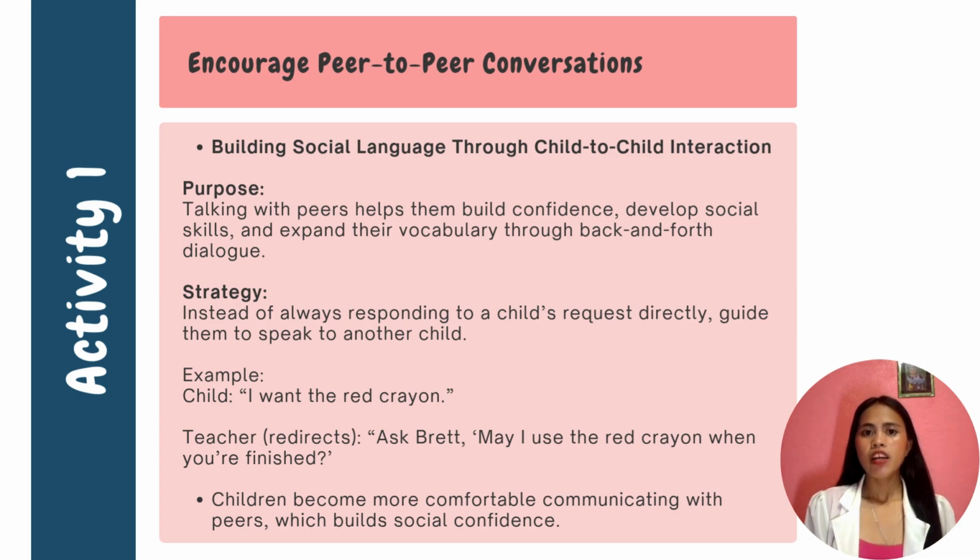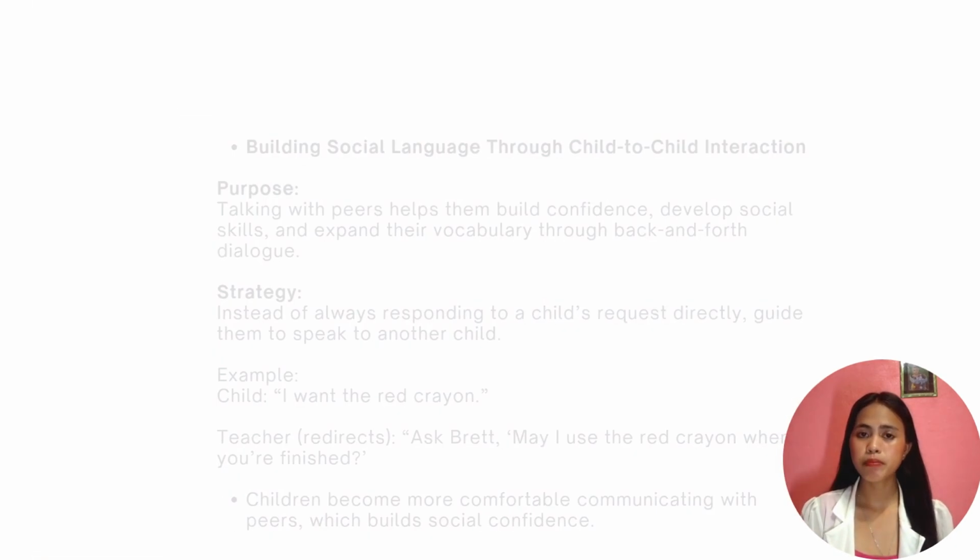The strategy for this activity: instead of always responding to a child's request directly, guide them to speak to another child. Example: a child says, "I want the red crayon." Teacher redirects, ask Brett, "May I use the red crayon when you're finished?" So, by doing this, the teacher is prompting the child to form a complete sentence, use polite language, and interact with a peer rather than relying only on adults. Children become more comfortable communicating with peers, which builds social confidence.